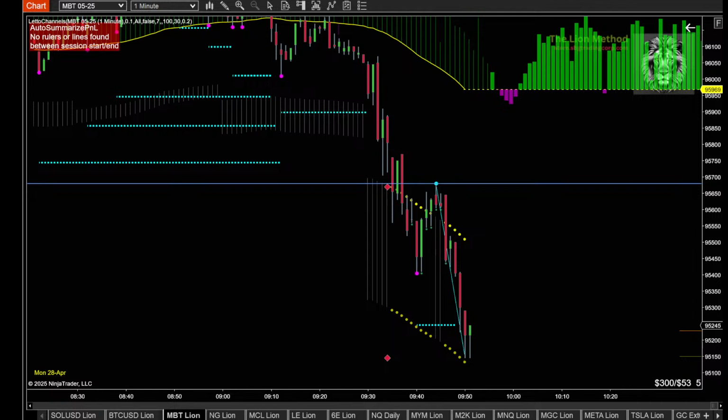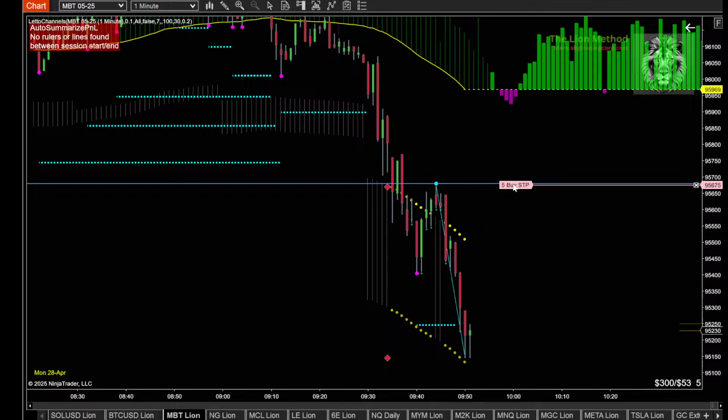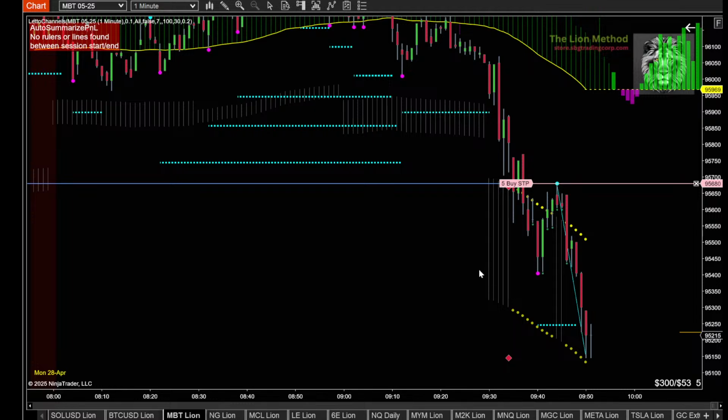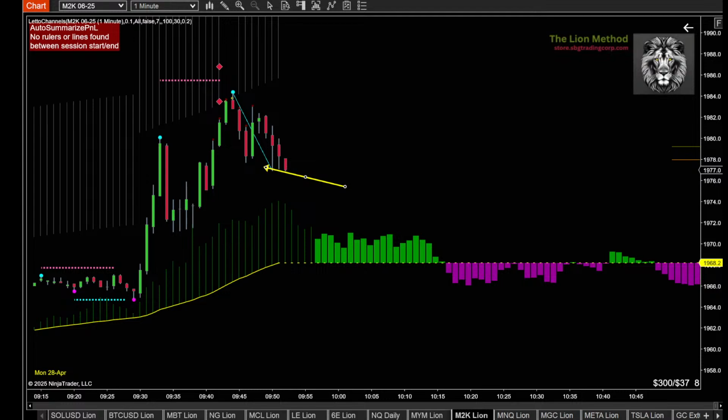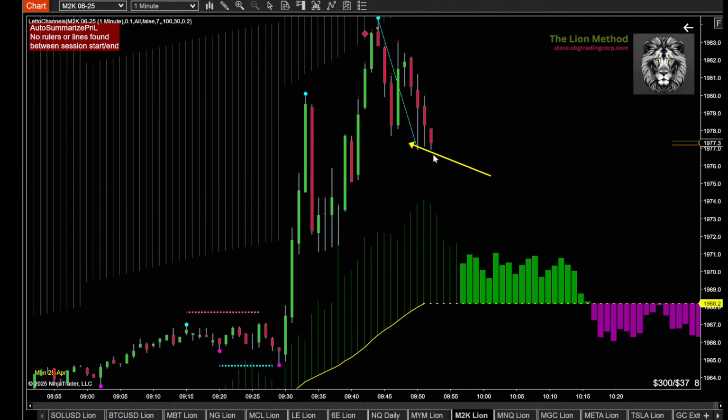Five contracts. We're going to do a buy stop on the MVT. We didn't get our dot. One, two, three, and the fourth one broke down. So I'm interested though in this market because that is a great sell at level. And this is 8 contracts.